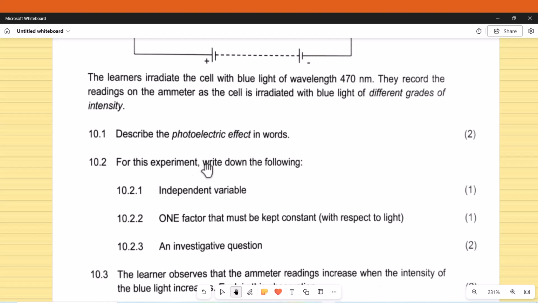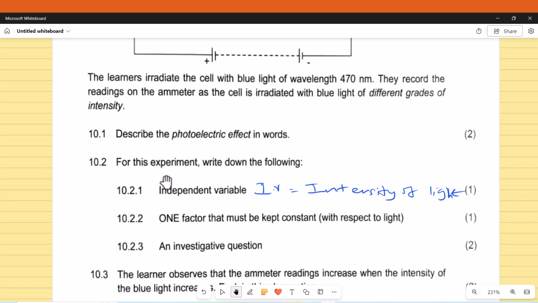Then they say for this experiment, write down the following: the independent variable. Now, what is independent variable? We said that if it is going to be independent, that's what the experimenter is changing. So in this particular case, these learners, what are they changing? The different grades of intensity. So our answer is going to be intensity here. Okay, so the intensity of light is our independent variable. So our IV, call it independent variable, it's going to be the intensity of light. That's what they're changing. They're using different grades of light. Okay, light intensity.